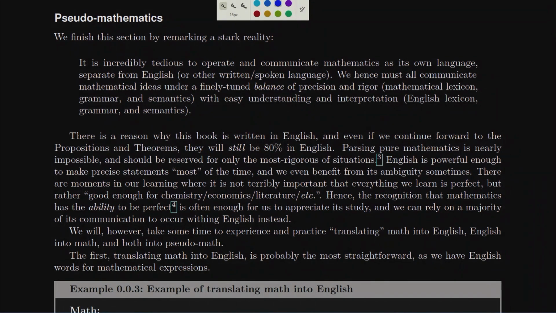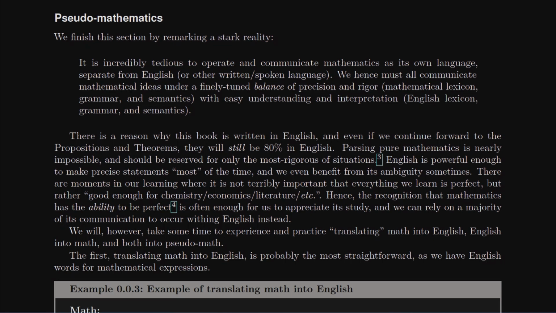We really communicate all of our math ideas in a balance of precision and rigor, which balances the mathematical language with the English language. I mean, there's a reason I'm talking to you in English right now. Can you imagine if I was saying only math to you and it were just 1 minus 17x plus x squared equals 34? X equals negative 2.104, and it would get incredibly annoying really quick.